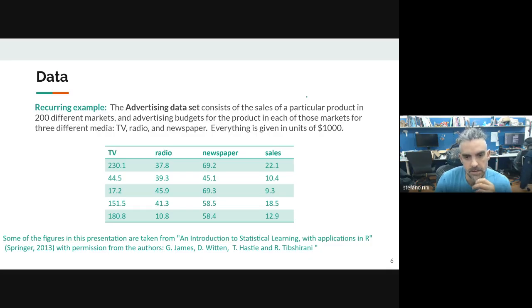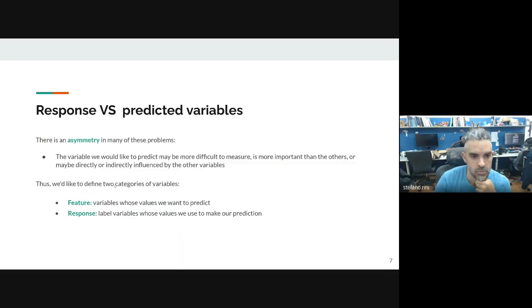And basically there is a publicity firm, and they have to decide how to assign a certain budget between TV, radio, and newspaper, and they want to predict the sales of the product. So in this type of data sets, there is natural asymmetry, which is as follows.